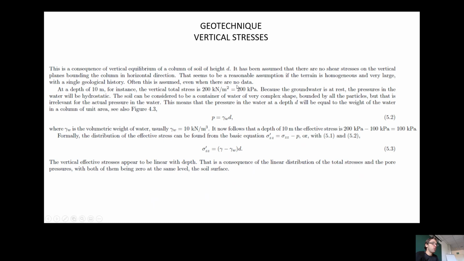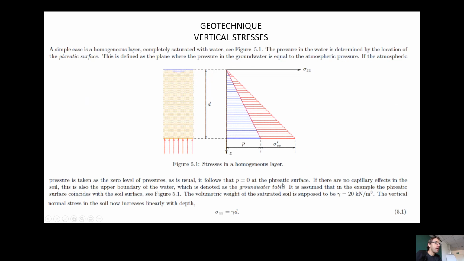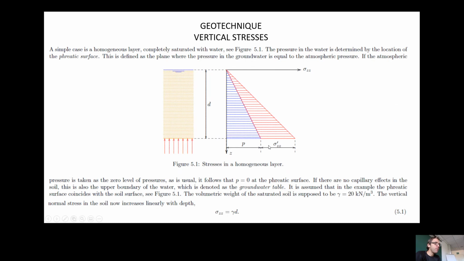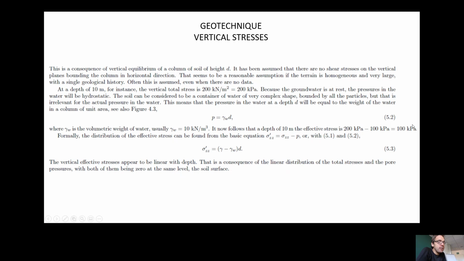But since 10 times 20, right? Because the groundwater is at rest, the pressure in the water will be hydrostatic. So, as we said, P is gamma W times D. Since gamma W is the volumetric weight of the water, 10, it follows that at a depth of 10 meters, the water pressure will be 10 times 10, so 100 kilopascal. So it means that if this is 100 and this is 200, the difference, of course, is 100.